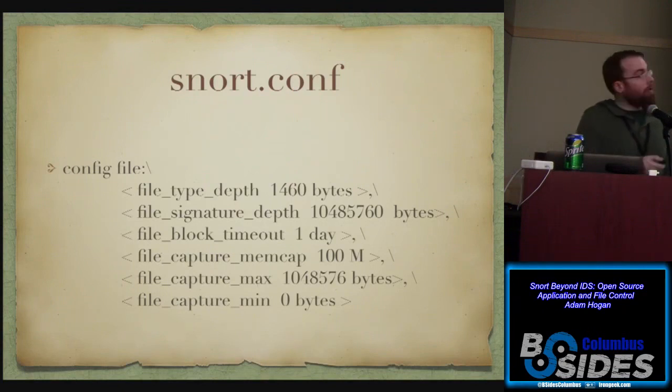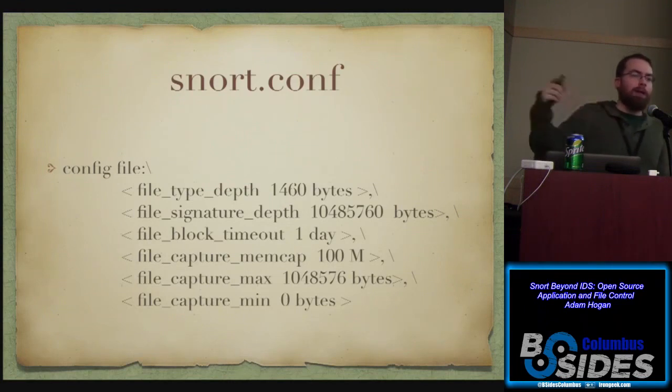We do file signature depth again for capturing the SHA-256, comparing it to your blacklist and saying we should block a file. We can see how far in do we want to look at that. We also do file block timeout. So if a file is transmitted via HTTP and we block it, right? Someone might just say, okay, try again. And then we need to track that session so they can't just resume their download, right? So by default, it's doing that for a day. And you can change that.